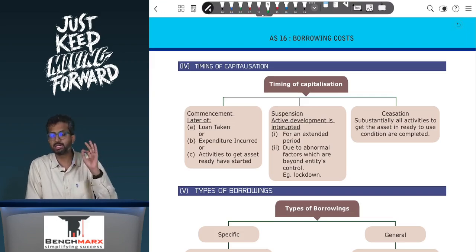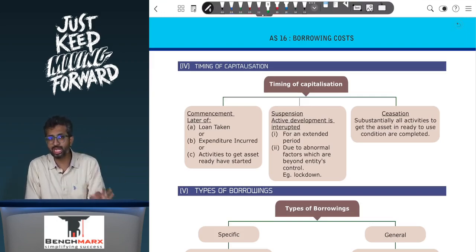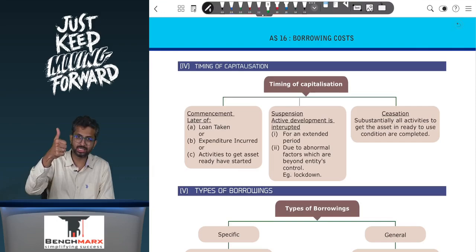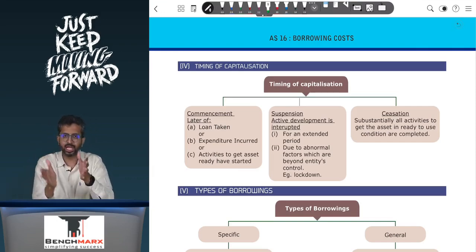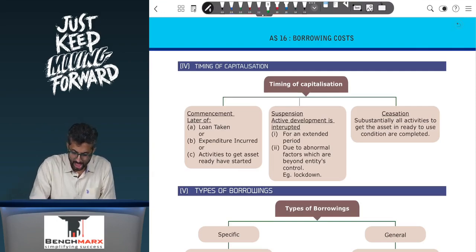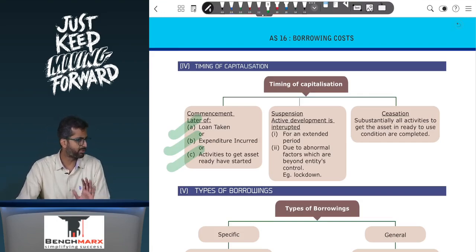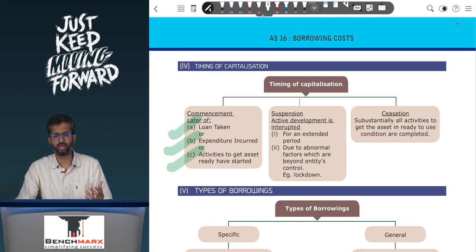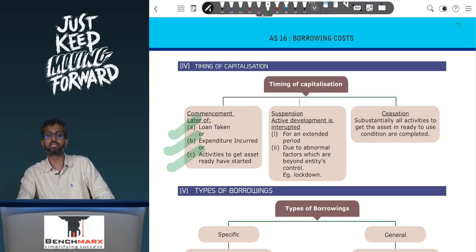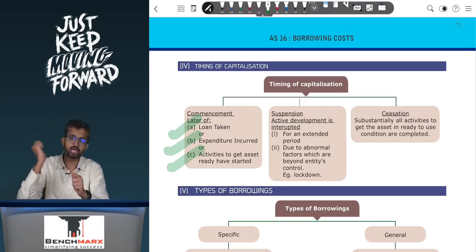So the standard tells you that commencement date will be the later of the date when the loan is taken or expenditure incurred or activities commence. After that, you can start capitalizing. So the commencement date over here will be the later of these three dates: loan taken, expenditure incurred, or activities to construct commenced. Remember, activities can very well mean even technical planning and site evaluation. It is not necessary that you should physically start constructing.